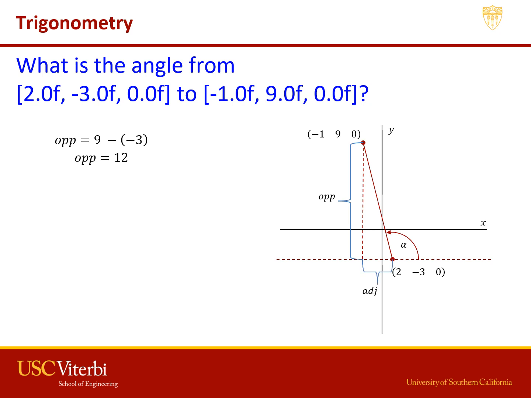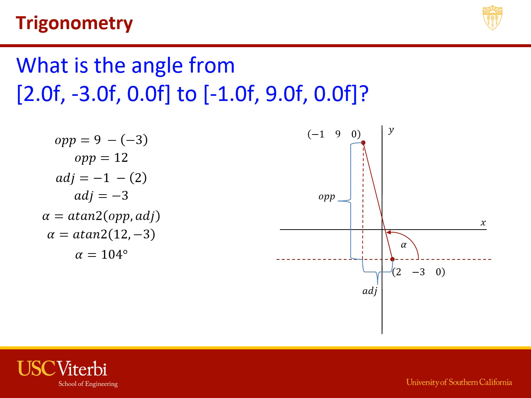Here's the adjacent. Now, the adjacent is sort of pointing away from the angle in this case, right? And that's going to indicate a negative value. When we had it in the first diagram, it was over here. That was where we put our positive values. So if it goes this way, it must be a negative value. So watch out for that. Once again, the adjacent should just be this x value minus this x value. And so that's -1 minus 2, or -3. All right, so now we have our opposite and our adjacent. We plug them into atan2, and the answer should come out as about 104 degrees.